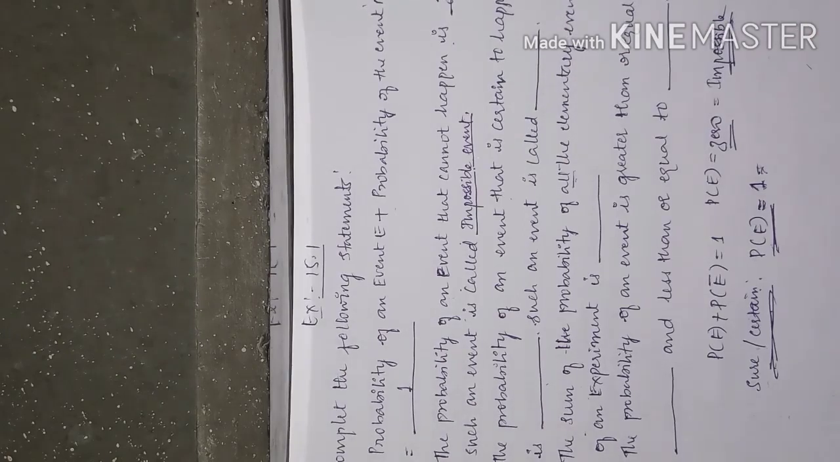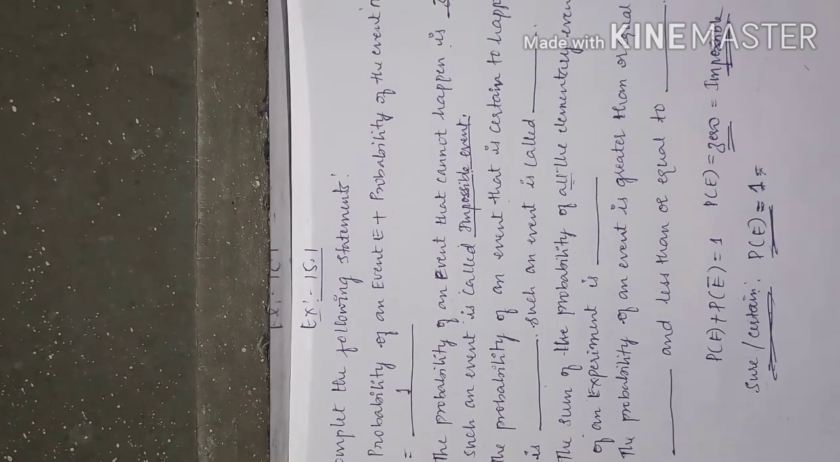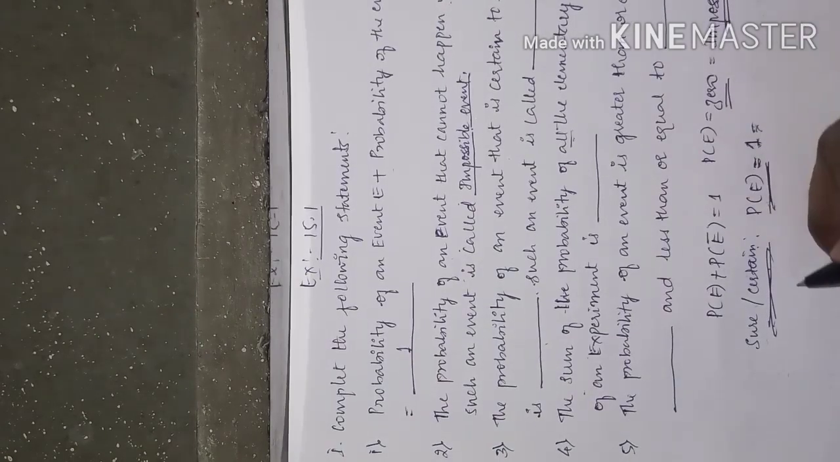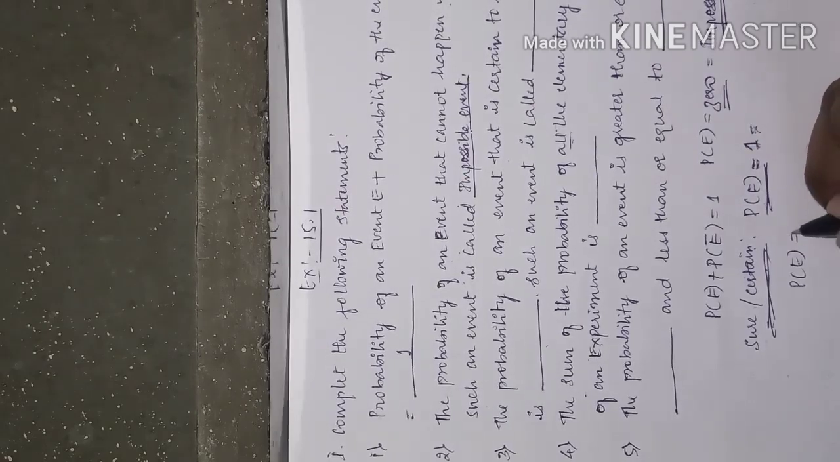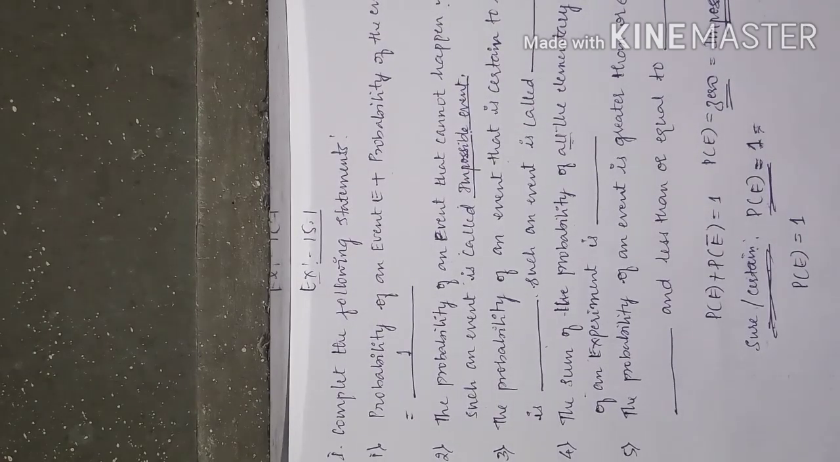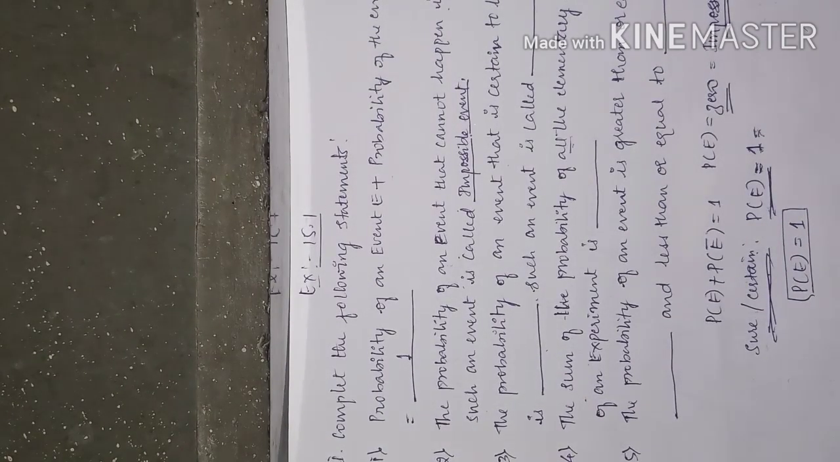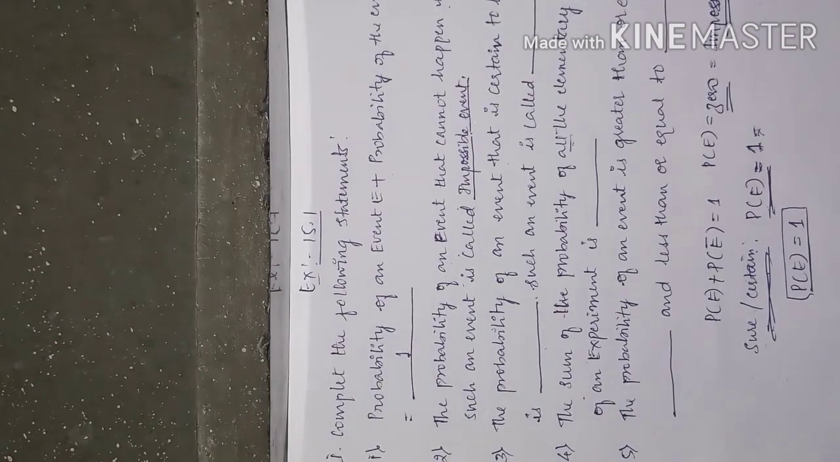Okay, simple example. We discussed in the introduction part about the sure event or a certain event. Compulsorily the result is going to happen, and the probability will only be 1. So the probability of an event that is certain to happen is 1. If the probability comes equal to 1, then it is called a sure event or a certain event.